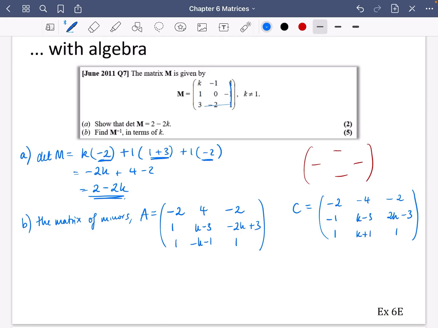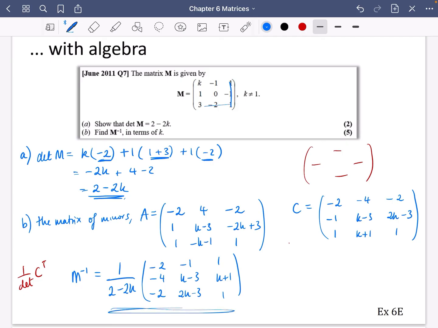Now we're going to go straight into the last step, so it's going to be in terms of k. It's going to be 1 over the determinant, and we're going to transpose this matrix that we've got here. So it's going to be 1 over the determinant multiplied by the transpose. People always forget the transpose, so don't forget it. So it's going to go minus 2, minus 4, minus 2, minus 1, k minus 3, 2k minus 3, and then 1, k plus 1, 1.